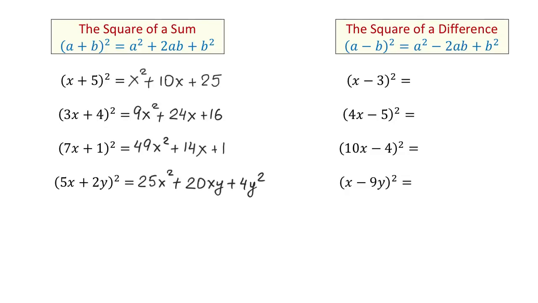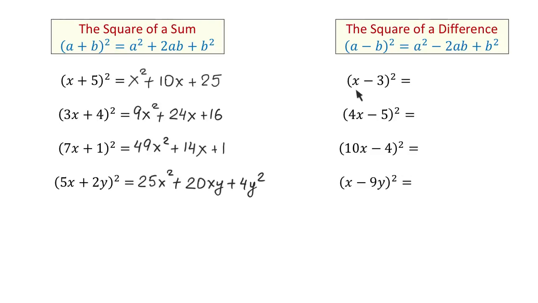Now in the second formula we have a difference inside the parentheses. So here we have a minus b raised to the second power. So the formula to the right, there is a minus in front of 2ab. That is the only difference compared to the first formula. So let's start with x minus 3 to the second power.